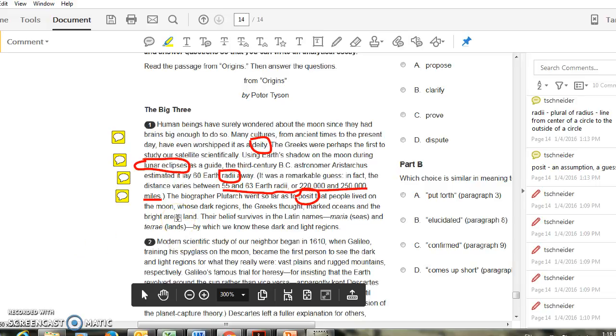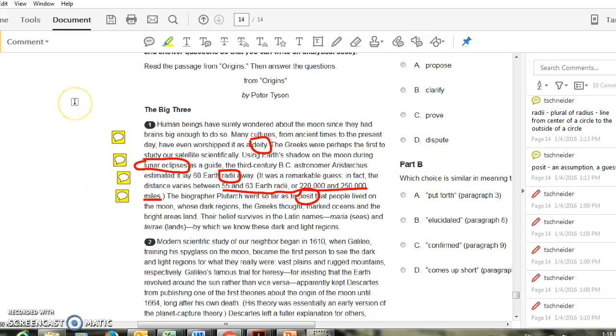So I'm going to model Chunk and Chew, the strategy, with a science passage. This one happens to come from PARCC. It's from the released items from the 2015 spring exam, and it's about the origin of the moon. What's nice about this is the paragraphs are numbered. So I'm going to make paragraph number 1 my first chunk, and I've already done a little bit of this work, so I'm just going to walk you through what I was doing here.